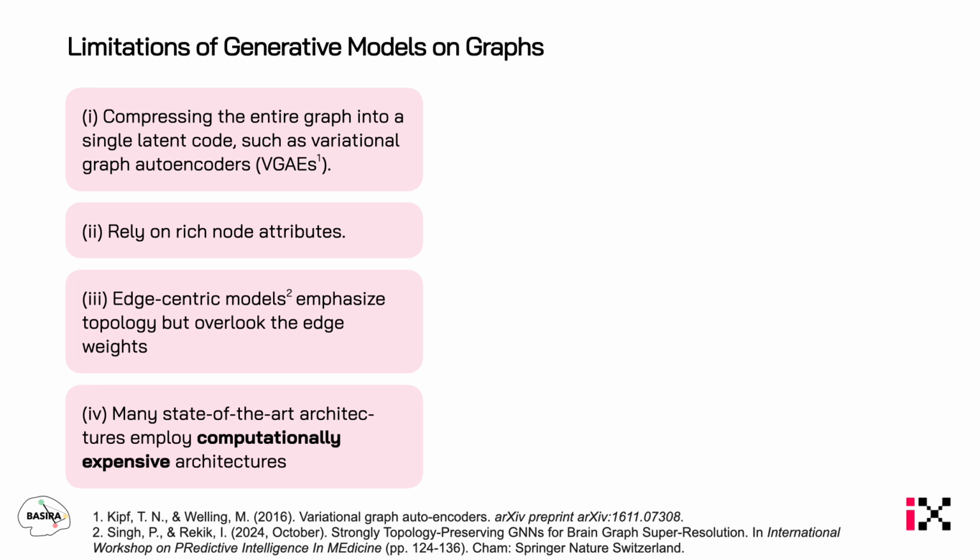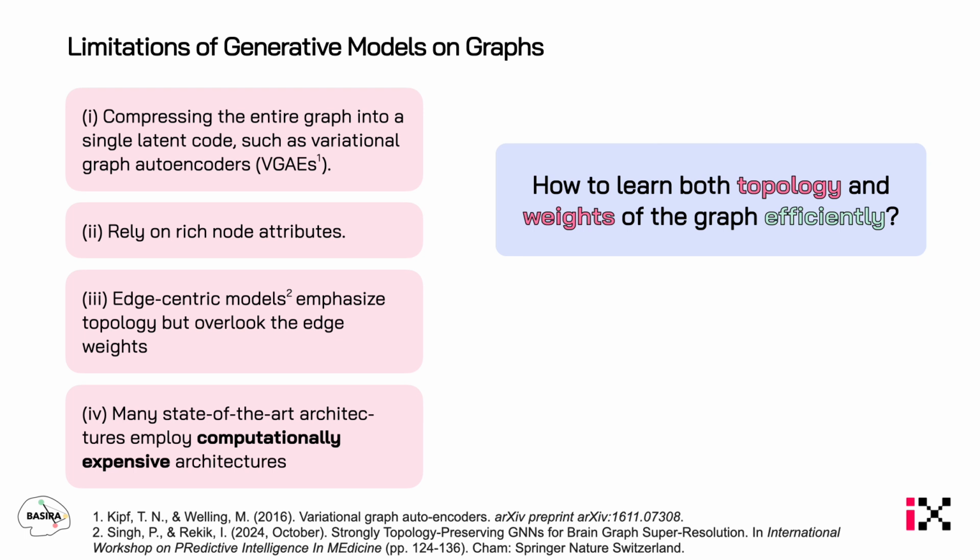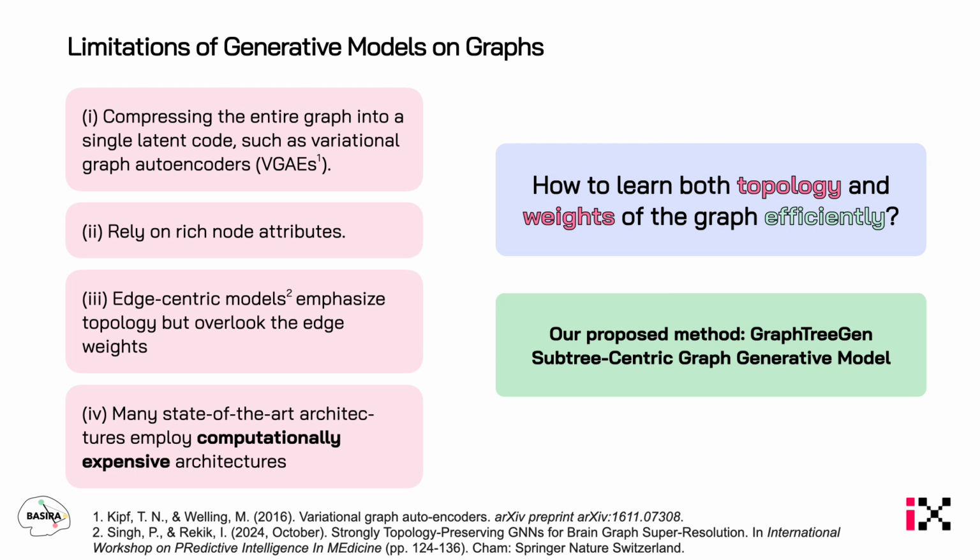Fourth, many state-of-the-art architectures, such as those using edge-conditioned convolutions, employ computationally expensive architectures, which results in significant memory demand and limits their scalability to larger connectomes. How to learn both topology and weights of the graph efficiently? Here, we propose the method GraphTreeGen, Subtree-Centric Graph Generative Model.